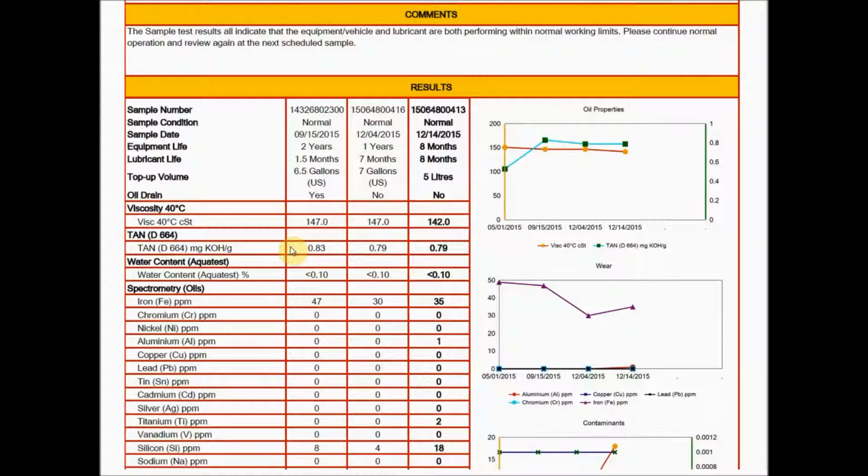TAN and TBN have an inverse relationship. As one increases, the other decreases. A high TBN is good, a high TAN is bad. So comparing the TAN of a used oil to the TAN of a new oil will indicate how much the oil has oxidized. And just like TBN, we can use TAN to help determine the life expectancy of the oil.